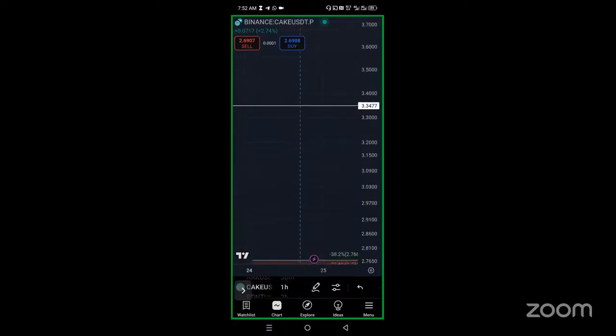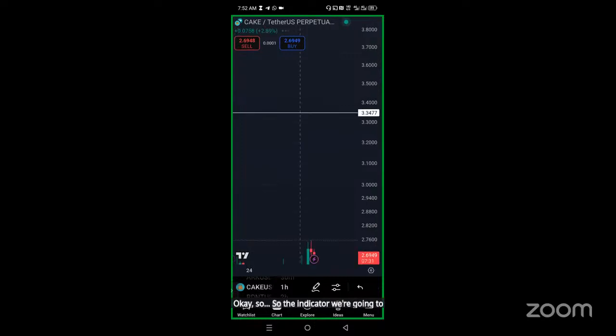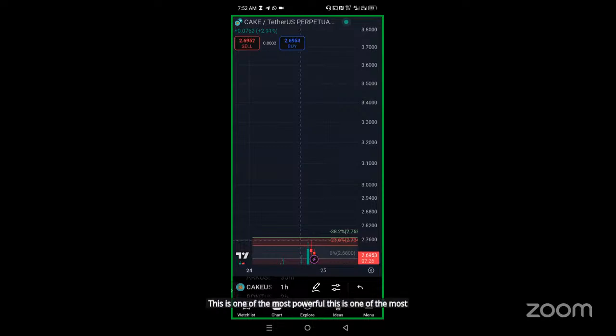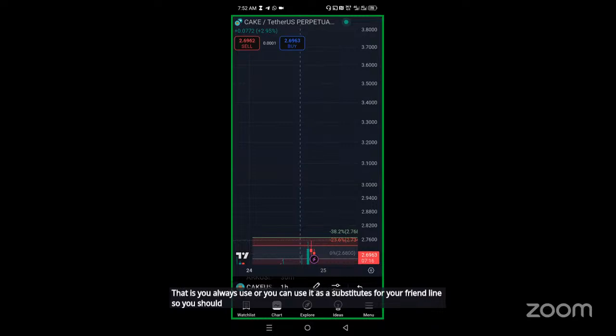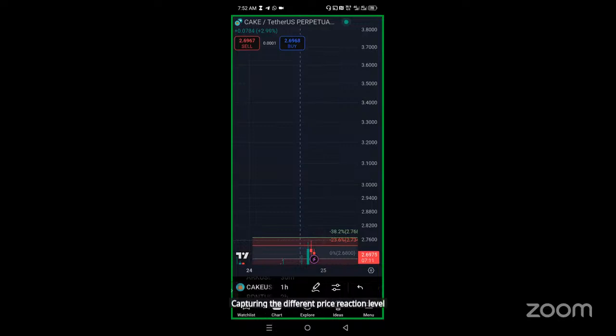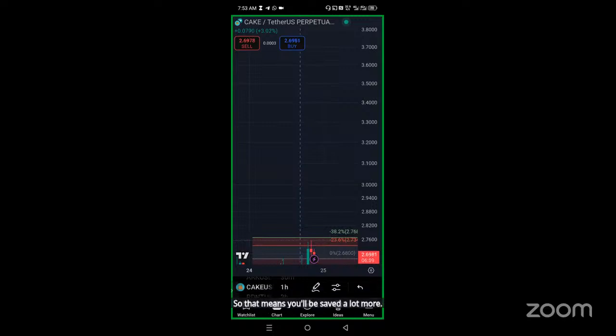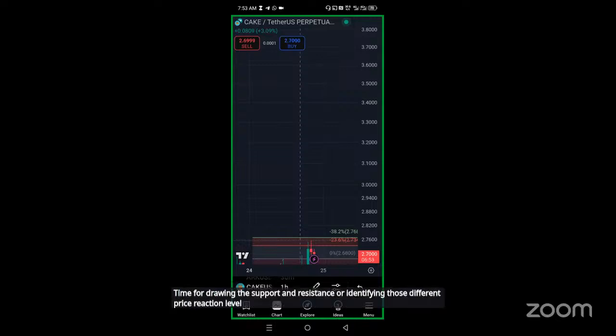Okay, so the indicator we're going to look at today is called the Fibonacci retracement. This is one of the most powerful indicators as well. You can use it as a substitute for your trend line. So if you don't want to draw the trend line, capturing the different price reaction levels, you could equally incorporate the Fibonacci, and then you'll have those lines automatically located and captured for you. That means you'll save a lot more time drawing those support and resistance, or identifying those different price reaction levels to draw your support and resistance.